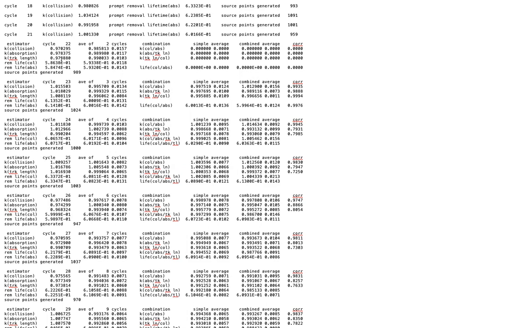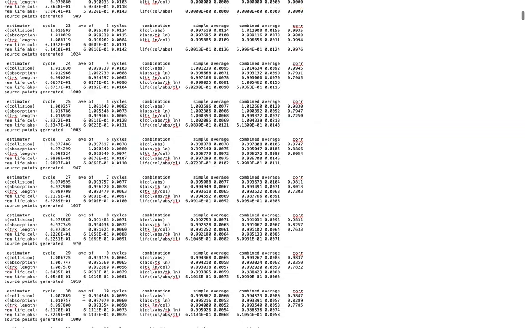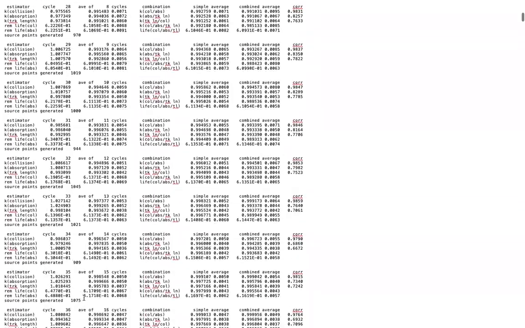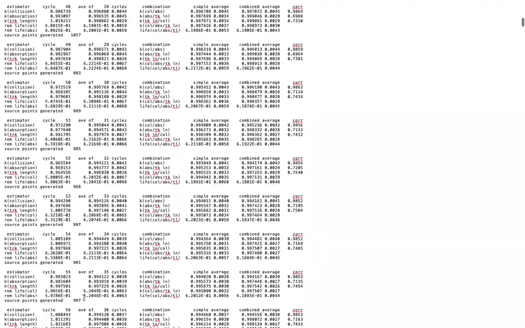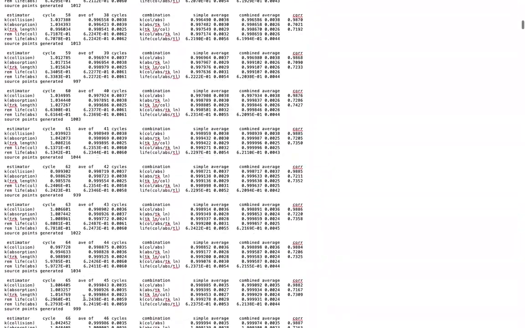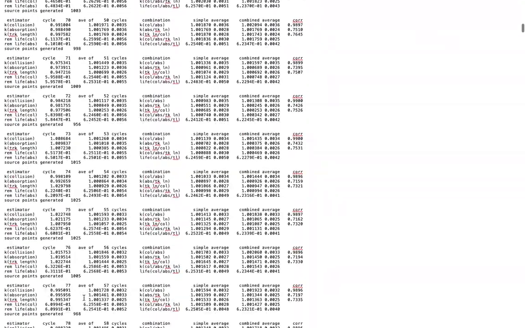So 3 estimates, which you can do yourself in a small program that you write. This is the correlation, because it's very important for us to see how they correlate. And cycle 23, 24, 25, you can see that there are roughly 1,000 points generated in each cycle. It goes on and on till you come to what was specified.